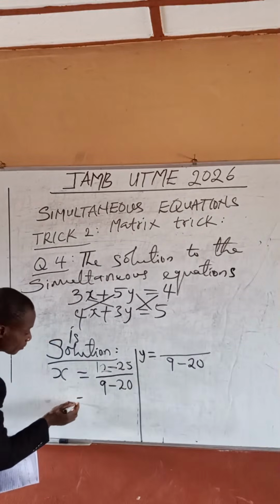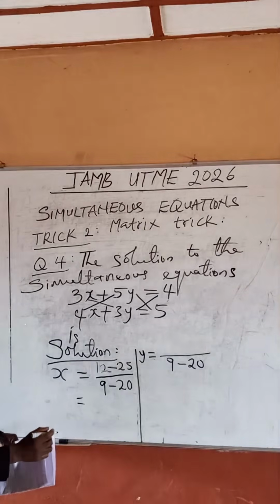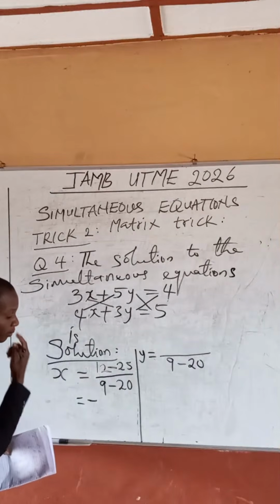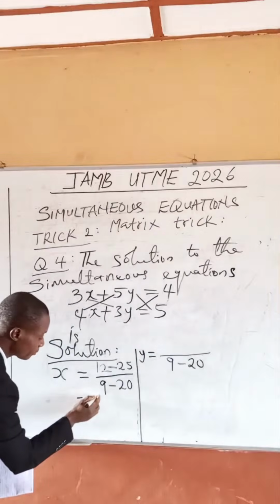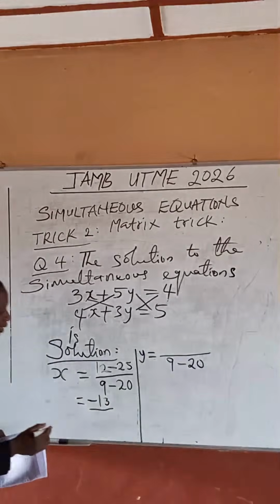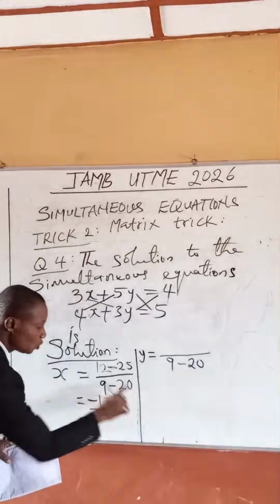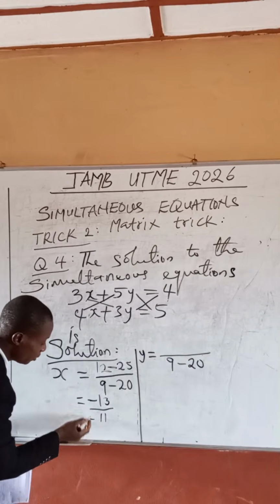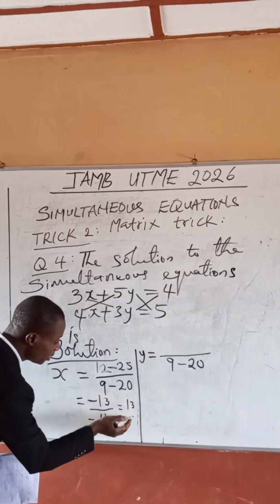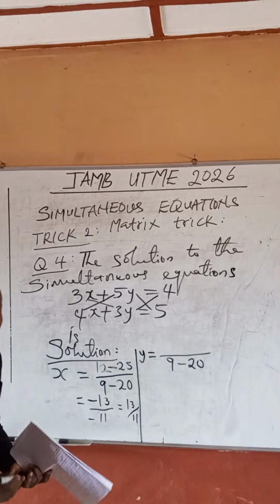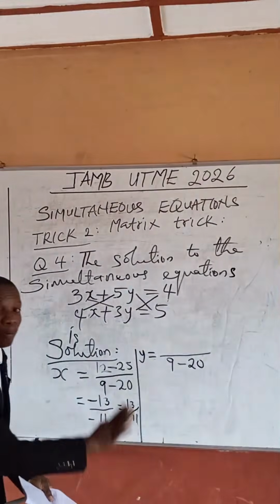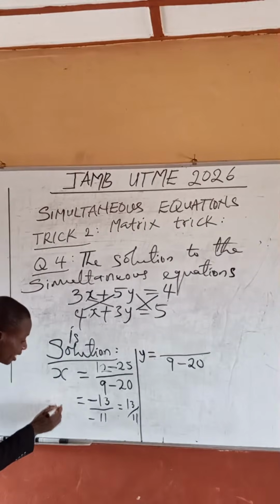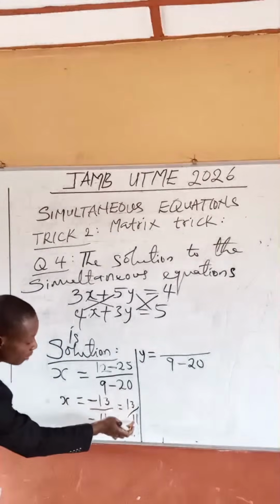So let's proceed. What is 12 minus 25? That is 25 minus 12. That is the negative of 25 minus 12. So what is 25 minus 12? It's 13, right? Yes, which means we are going to have minus 13 divided by 9 minus 20 is minus 11. Am I right? Yes. The minus cancels the minus. We are therefore left with 13 over 11. Sometimes JAMB will leave their answers in improper fractions like this. Okay, now we are done with x. This is the value of x. X is 13 over 11.